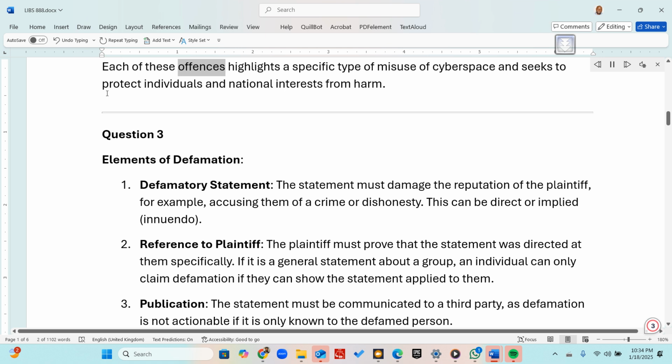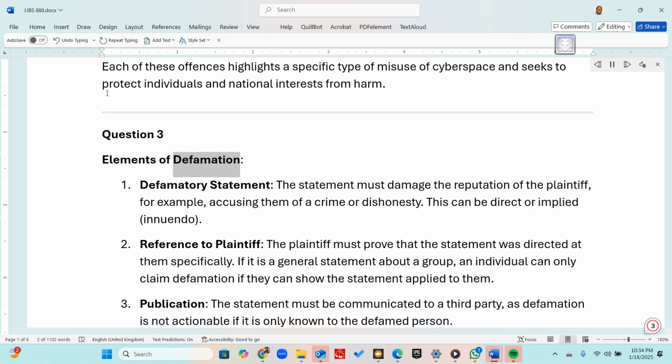Each of these offenses highlights a specific type of misuse of cyberspace and seeks to protect individuals and national interests from harm. Question 3. Elements of defamation. Defamatory statement. The statement must damage the reputation of the plaintiff, for example, accusing them of a crime or dishonesty. This can be direct or implied, innuendo.